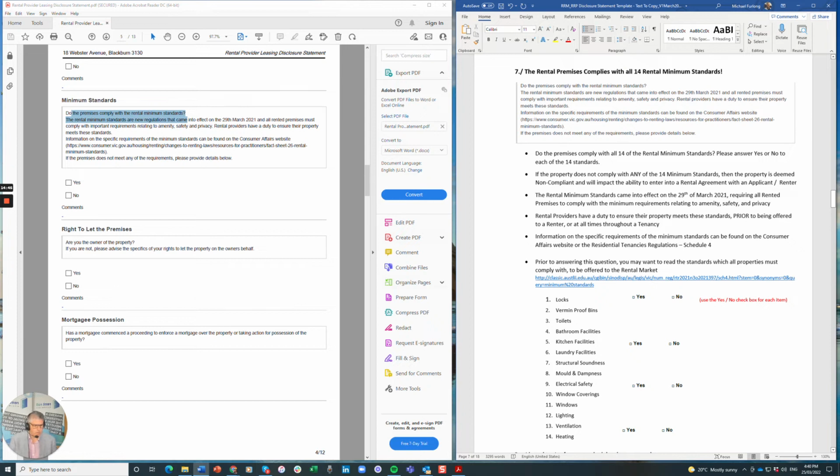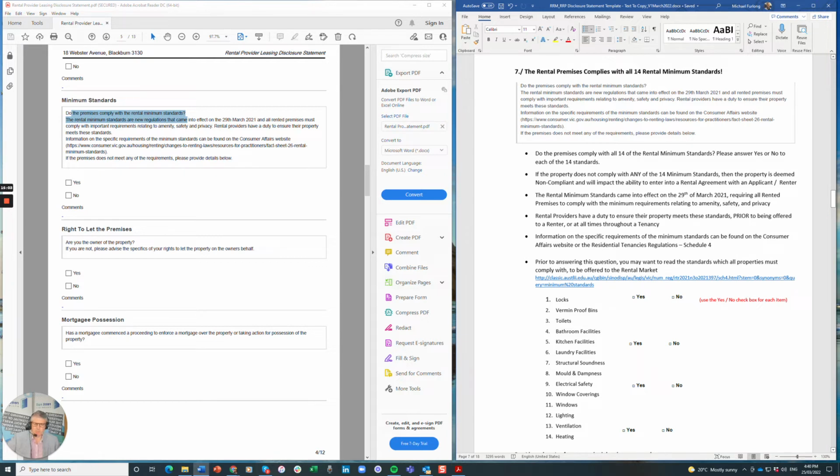Of March, requiring all rental premises to comply with minimum requirements relating to amenity, safety and privacy. Rental providers have a duty to ensure their property meets these standards prior to being offered to a renter, or at all times throughout the tenancy.